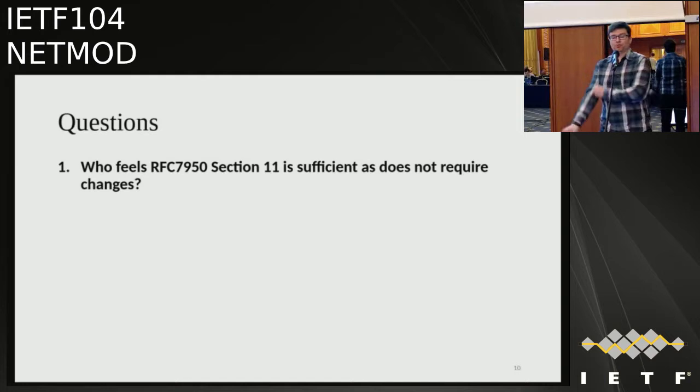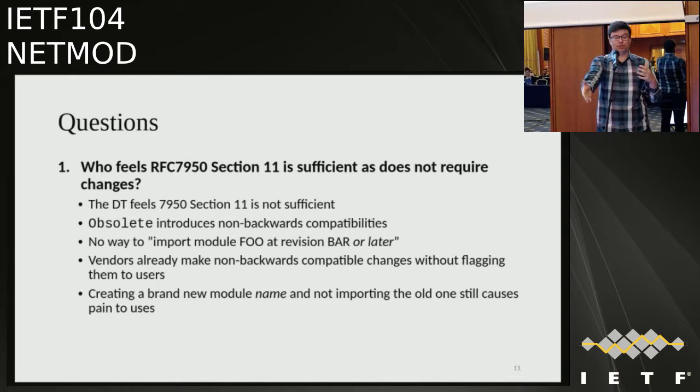If this feels rough, it's because we met again late last night to put this together. Hopefully the next slide, which shows our positions, covers some of the things from the purpose of revisioning or modifying modules, and it's already come up a little in the NetConf working group today. This is our position. To some extent, we didn't have all the bullets, but we feel that it is not sufficient because, for example, obsolete introduces non-backwards compatibilities already. With the import by revision, it's too rigid. There's no way to say, I need to import this revision of a Yang module and later.